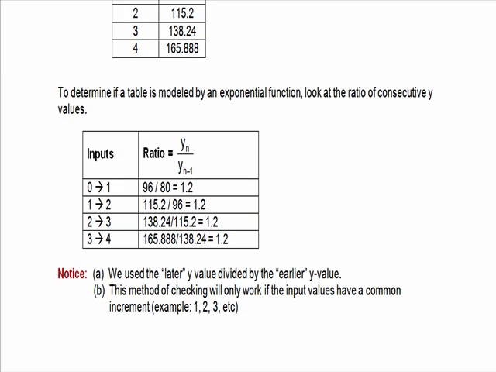Just a couple of quick notes. We use the later y divided by the earlier y. Again, that's because that's going to help us with our b later on. And again, remember, this method of checking will only work if the input values have a common increment, like our 1, 2, 3. Since that ratio, though, was always 1.2, that indicates to us we have an exponential function.